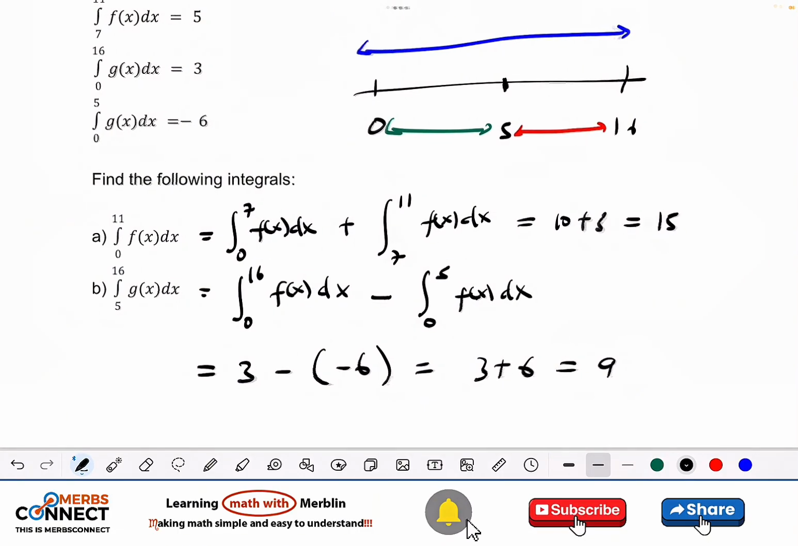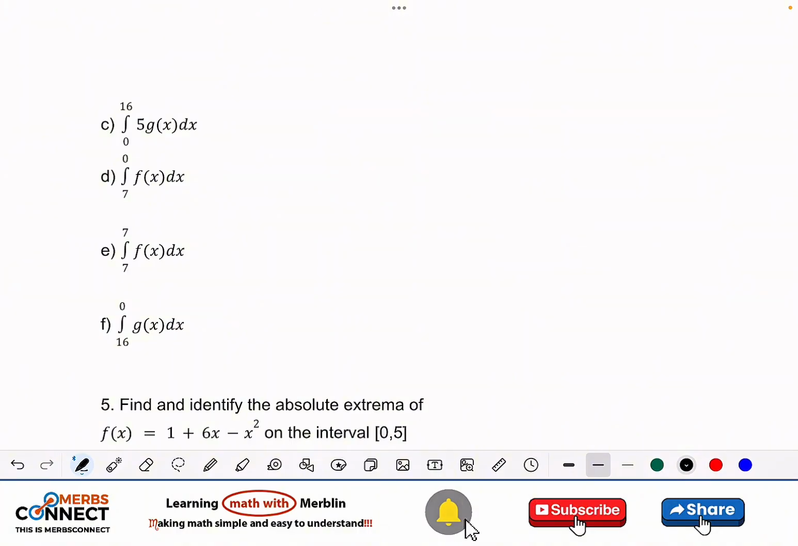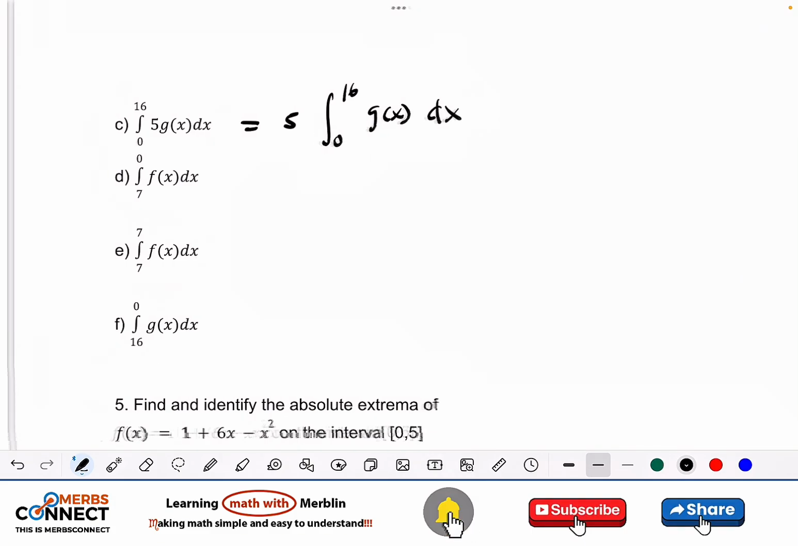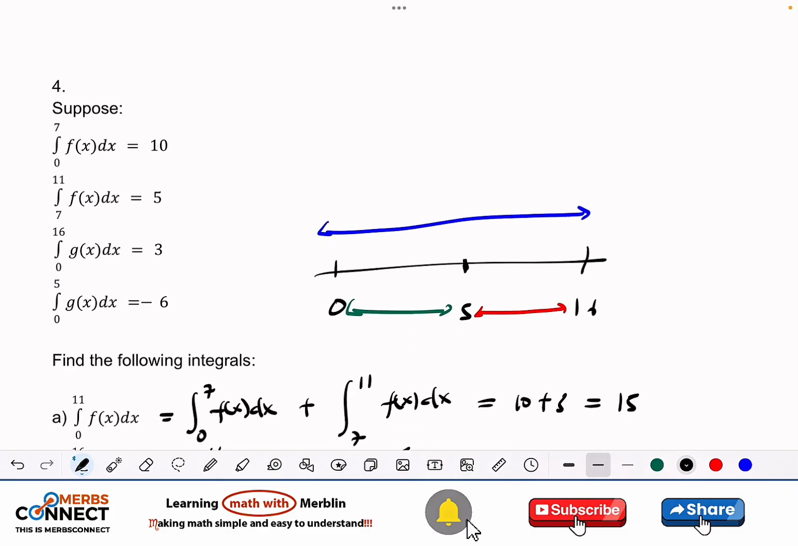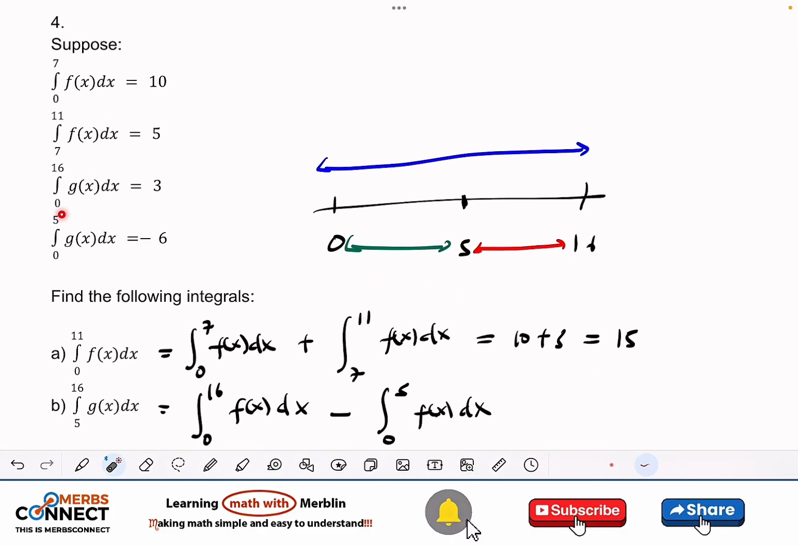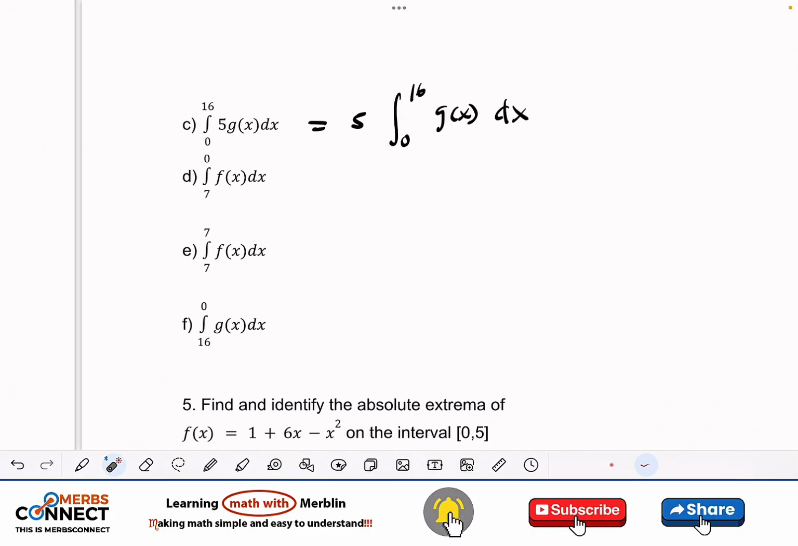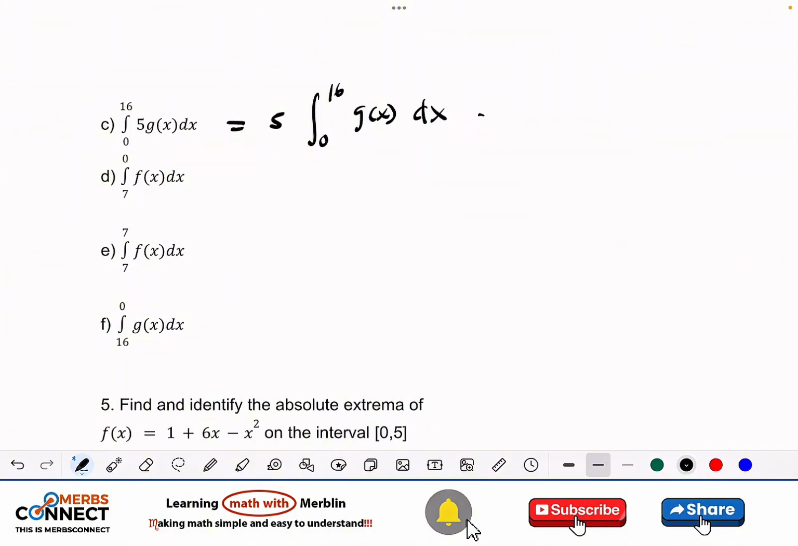Nice. Let's look at this one. This one is from 0 to 16, but let's just factor 5 out, and then we have from 0 to 16 of f of x dx. We are still using the same information that we were using here. So from 0 to 16 is 3. So we are going to have 5 times 3, and this is going to give us 15.